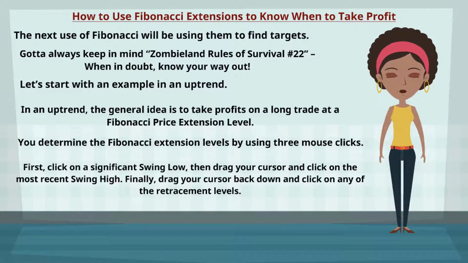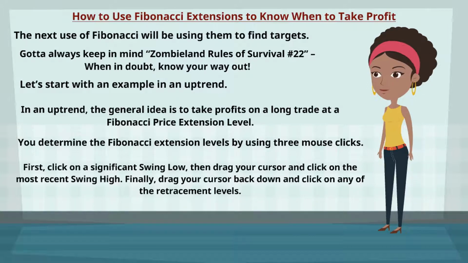In an uptrend, the general idea is to take profits on a long trade at a Fibonacci price extension level. You determine the Fibonacci extension levels by using 3 mouse clicks. First, click on a significant swing low, then drag your cursor and click on the most recent swing high. Finally, drag your cursor back down and click on any of the retracement levels.